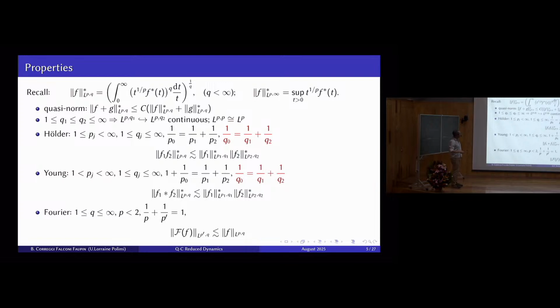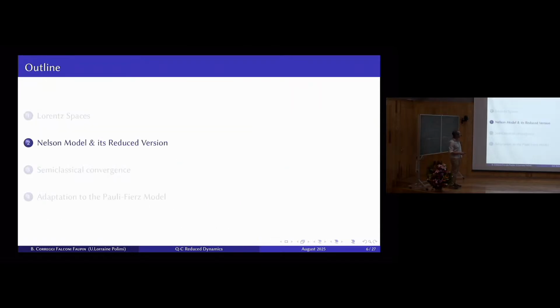You also have a Young inequality. The relation on the P's is the same as usual, but for the relation on the Q's, you don't have a plus 1 here. You just have 1 over Q naught equal to 1 over Q1 plus 1 over Q2, and again it will be P naught and Q naught. And you also have some nice properties with respect to the Fourier transform. It's like the usual property of continuity from L^P with P smaller than 2 to L^P with P larger than 2. I will use these tools later in my presentation, but now let's go to the Nelson model and a reduced version of the Nelson model.